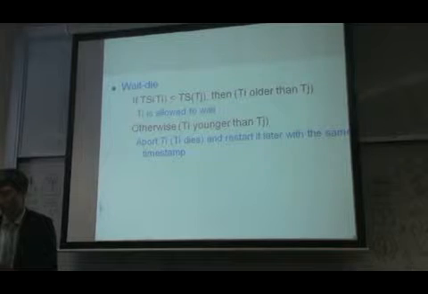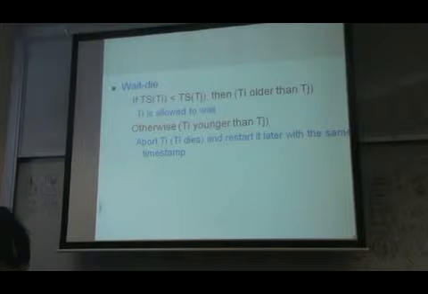If TS of TI means one starts at 5:45, another, TS of TJ, starts at 5:50. Means 5:50 is younger, and TI is older, at 5:45. In case TI started before, so TI waits because it already finished 5 minutes before that one. So in that case, TI is allowed to wait.